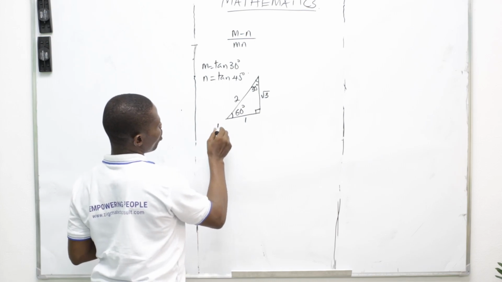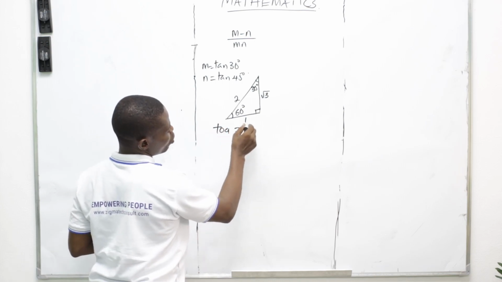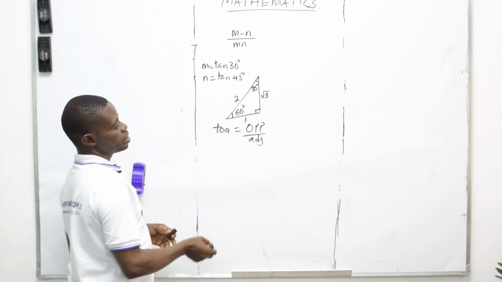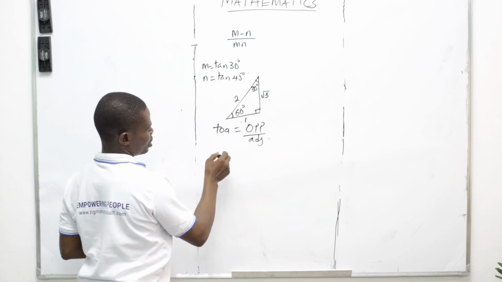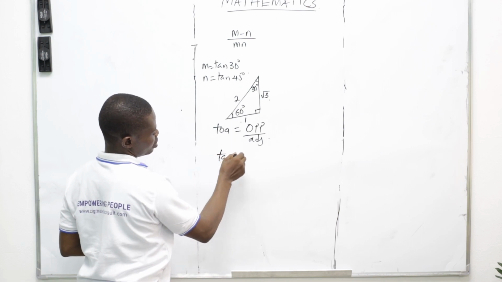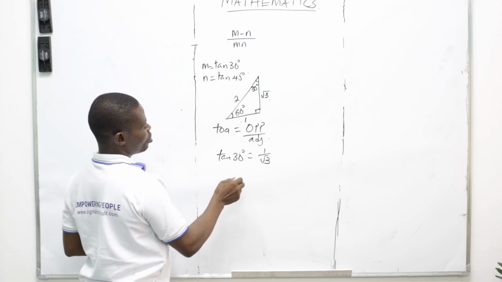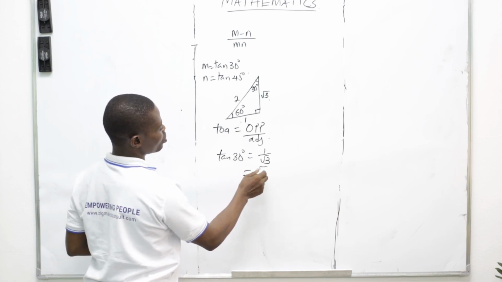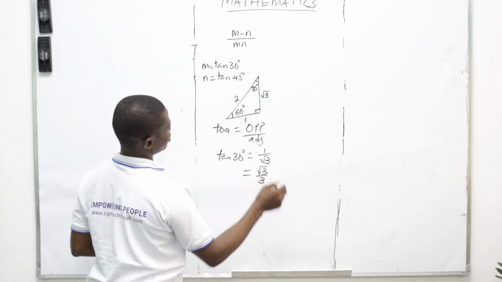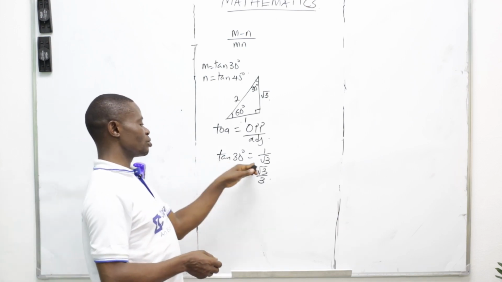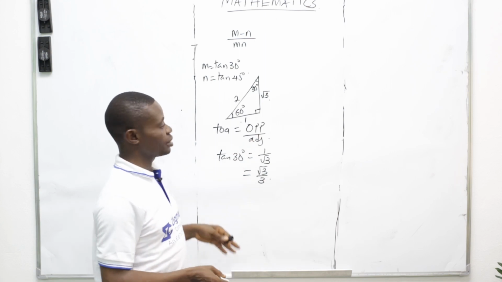So what is tan 30? Tan theta, TOA, opposite all over adjacent. That is 1 all over root 3. Tan 30 degrees equals 1 all over root 3. Meaning when you rationalize, it's going to give us root 3 all over 3. So we'll have it that tan 30 degrees is root 3 all over 3.